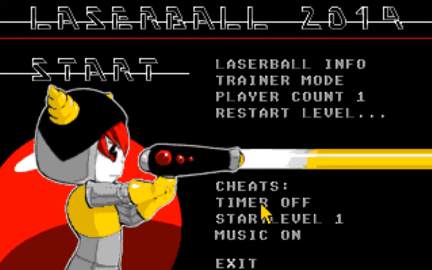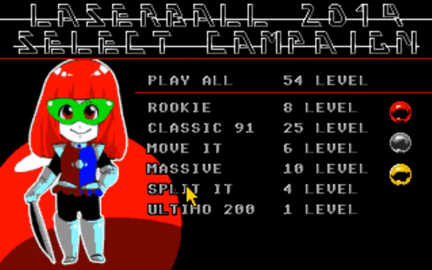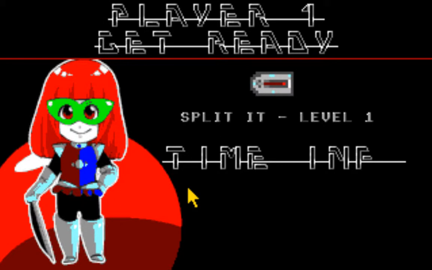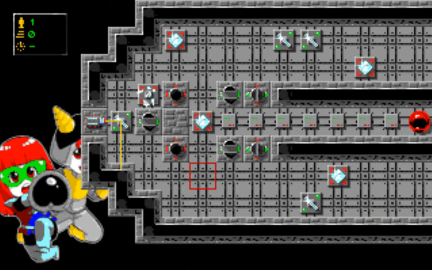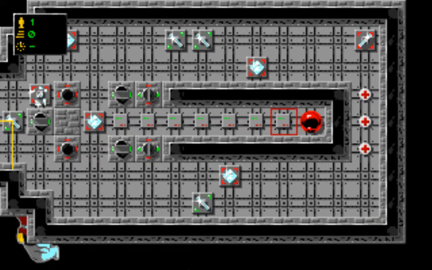To demonstrate it, I turn the timer off and let's go straight into the first level of the split campaign. This is the level, and you see there is a beam splitter prism. The only way to reach the red ball here is obviously shooting down that corridor with the laser.